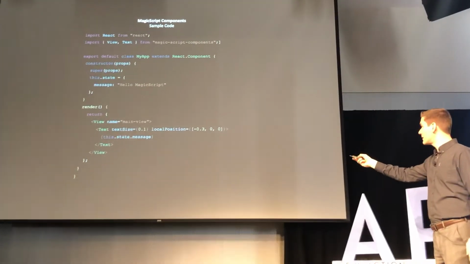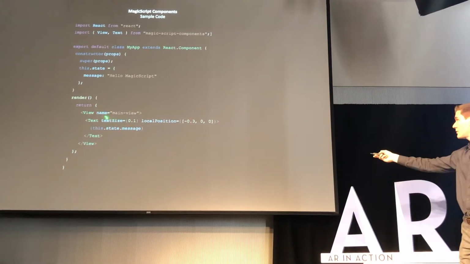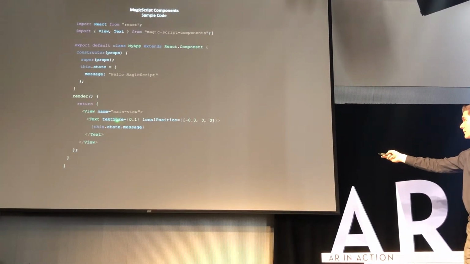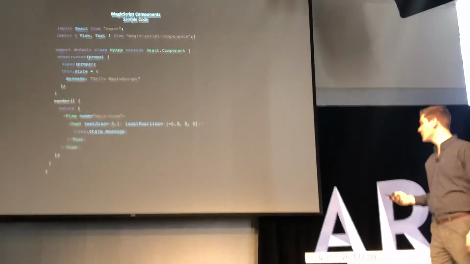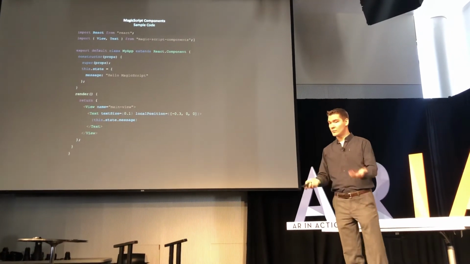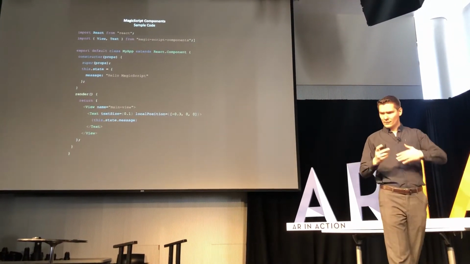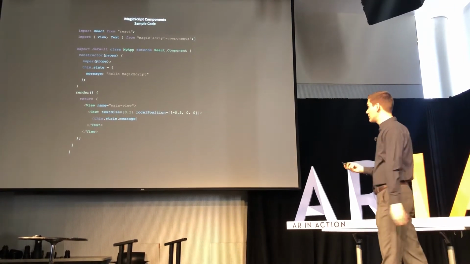In React, we set the state. We have the hello MagicScript as the message. And the render function makes use of the view and the text with the properties for size, or attributes for size and position. And then the message itself is in the body of the text. That's what's to be displayed.